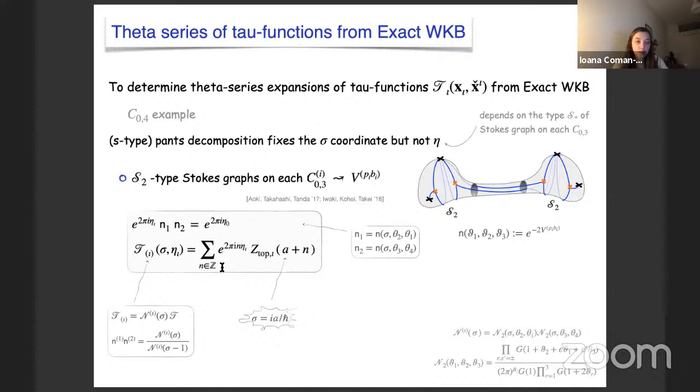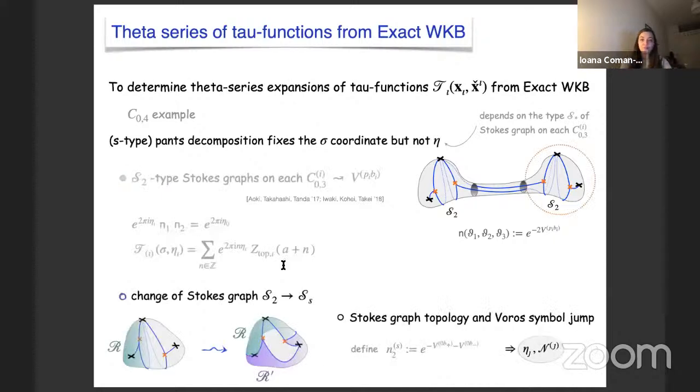does produce a generalized theta series expansion, where on the right-hand side we find the topological string partition function computed for the SU(2) four flavor supersymmetric gauge theory in a certain chamber of the extended Kähler moduli space for the Calabi-Yau threefold X. Now, this is just one chamber. To go to a different chamber, we have to change the Stokes graph.